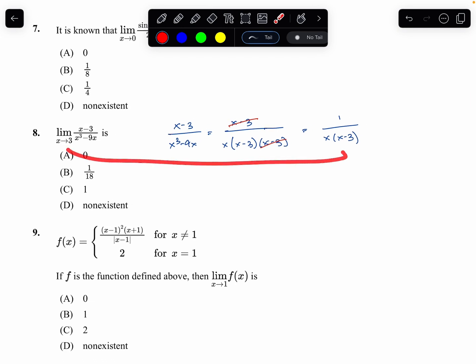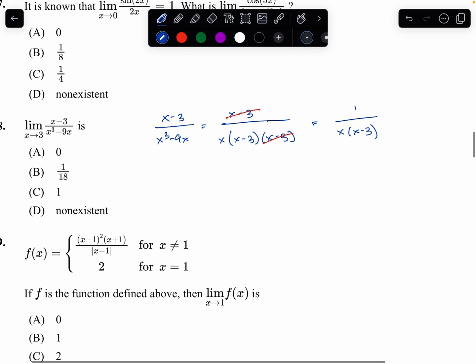Can I substitute? Goodness sakes, my math is being so bad right now, guys. This is why I need you guys here.